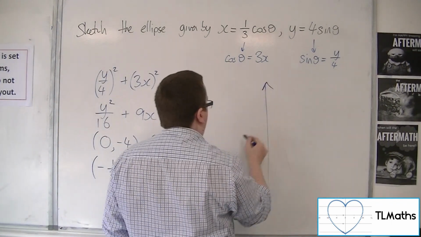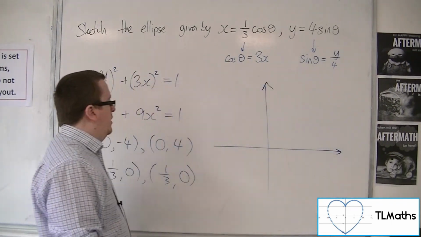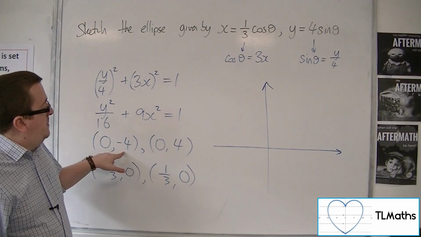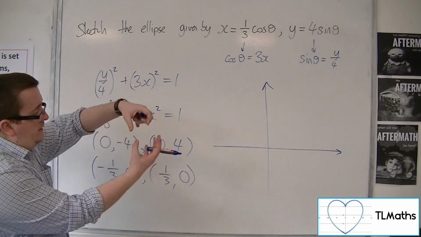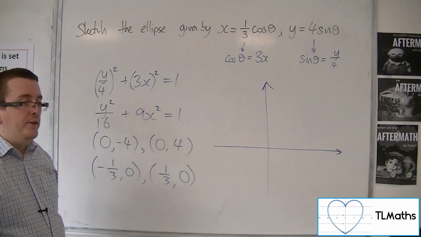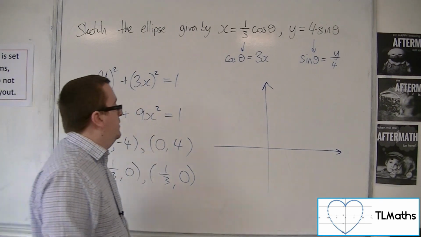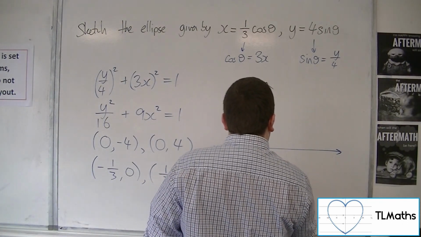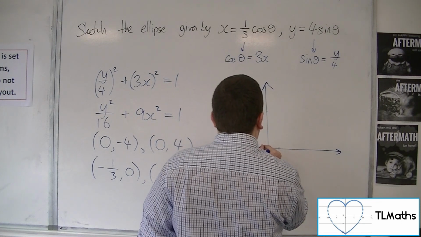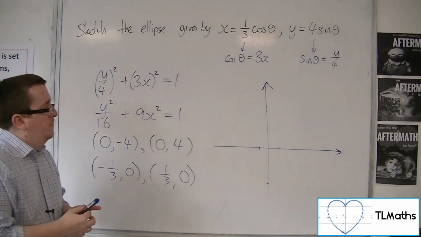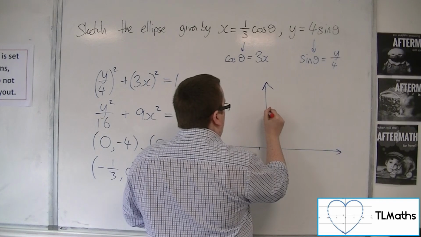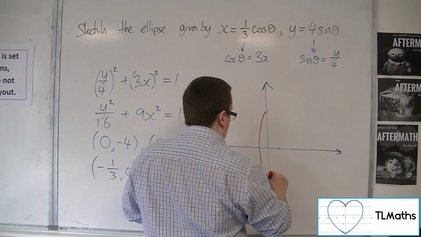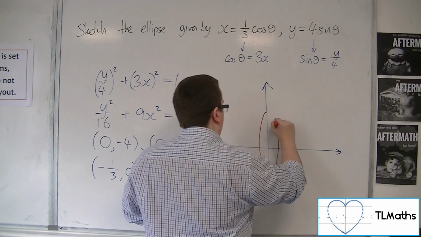So you can then go straight in with a sketch. It's going to be more elongated in the y direction because it's going through -4 and 4 as opposed to -1/3 and 1/3. So to try and get this fairly symmetrical, let's see how this goes. It's going to be quite long and thin.